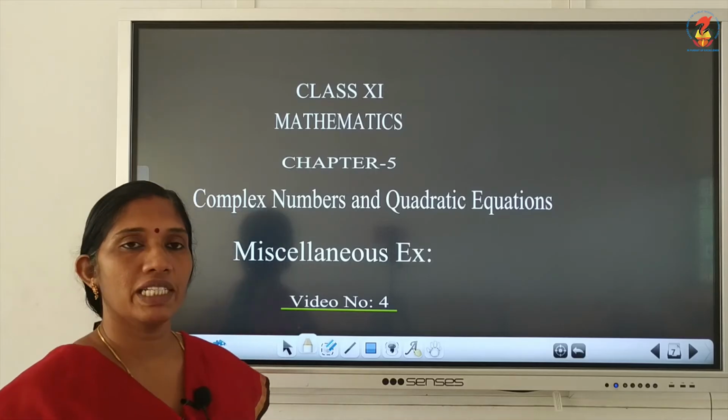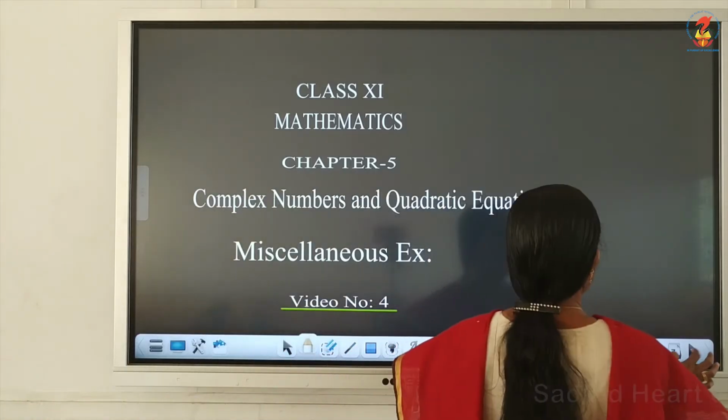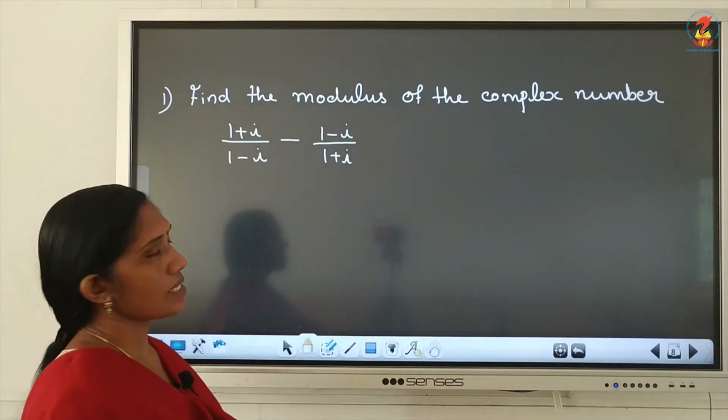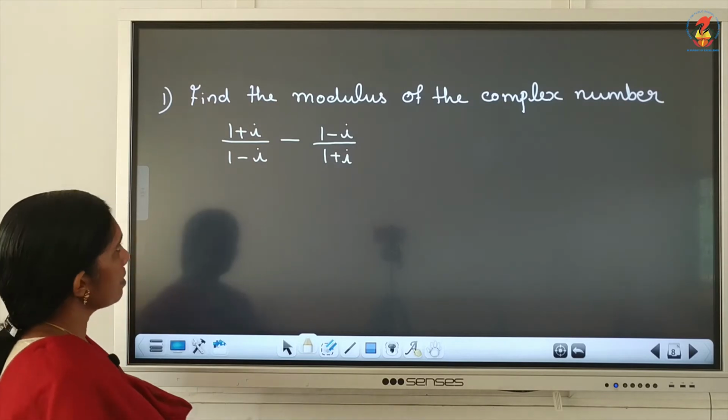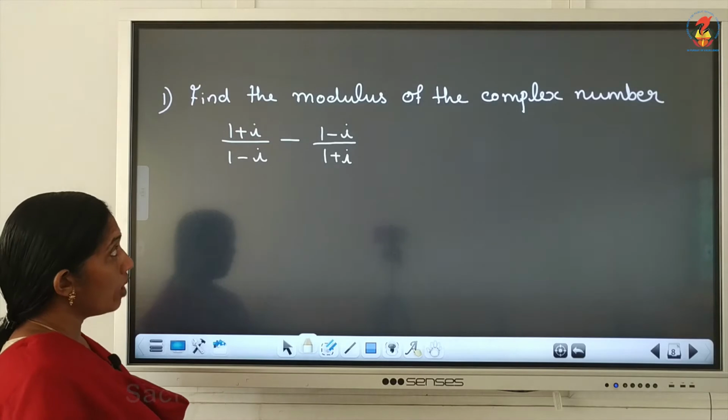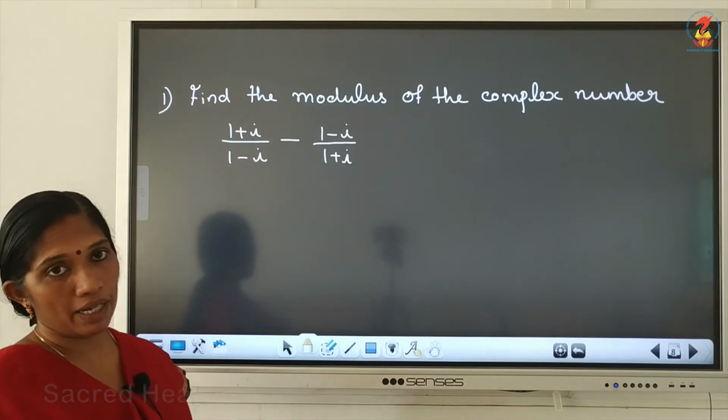Now we can do miscellaneous exercise. Find the modulus of the complex number (1 + i)/(1 - i) - (1 - i)/(1 + i).